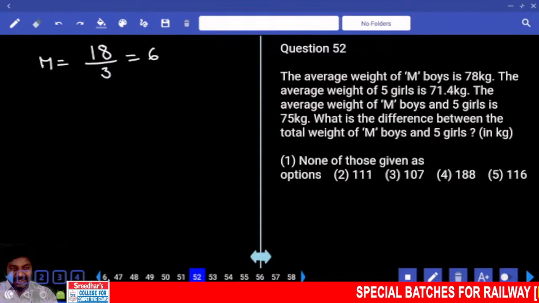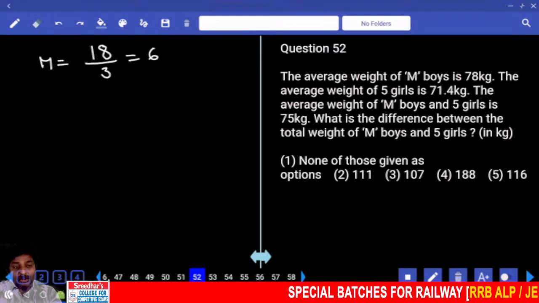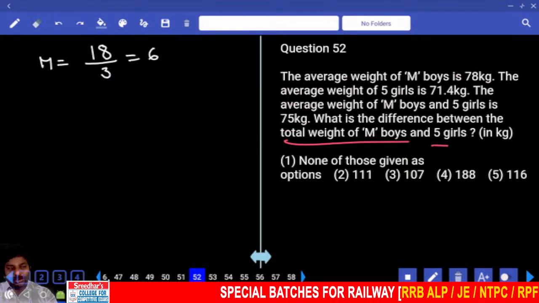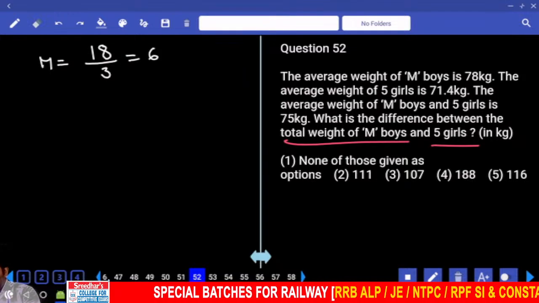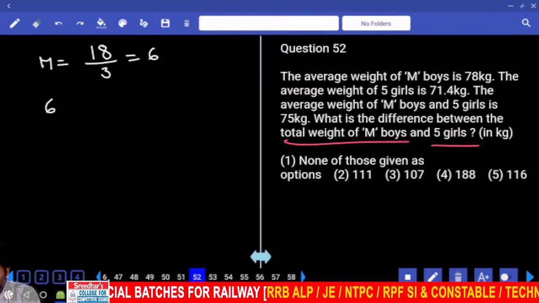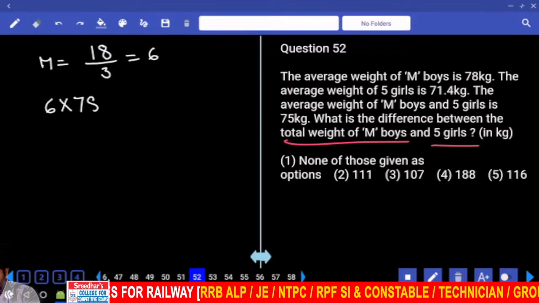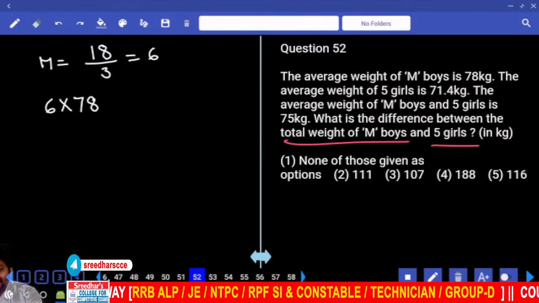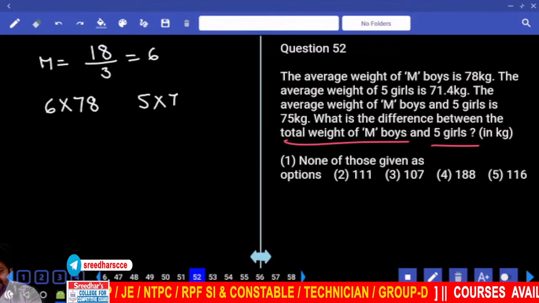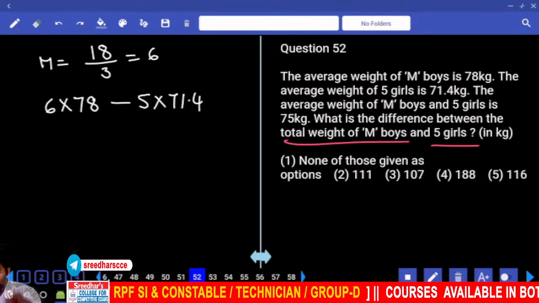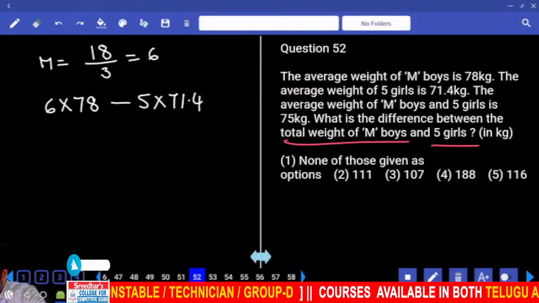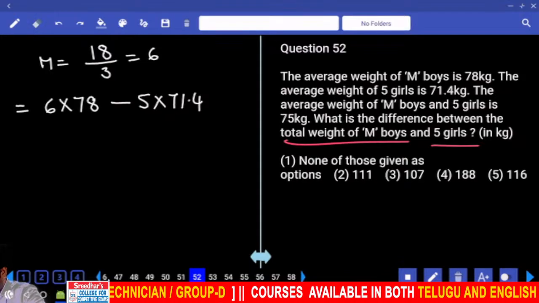Now the question is about the difference between the total weight of boys and the total weight of girls. How many boys are there? 6 boys are there and their average is 78. Girls are 5 and their average is 71.4, and the question is about the difference. This is one way you can use.